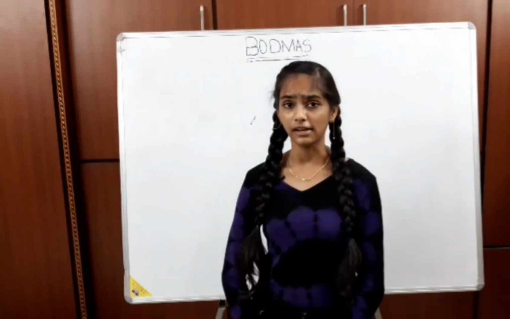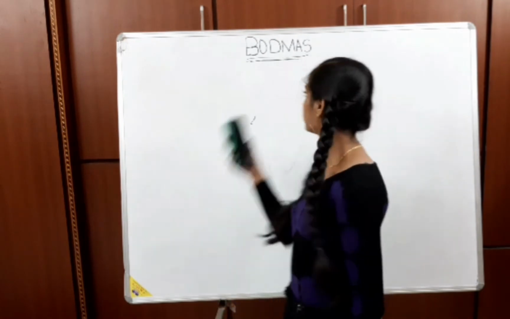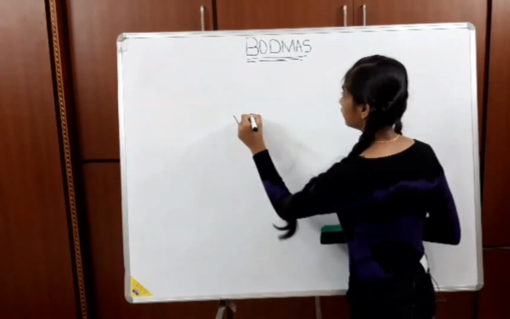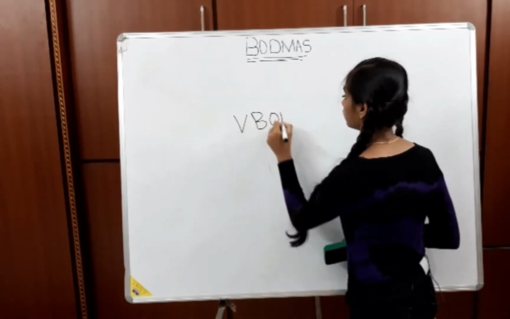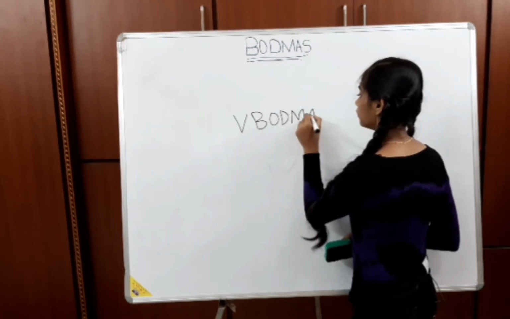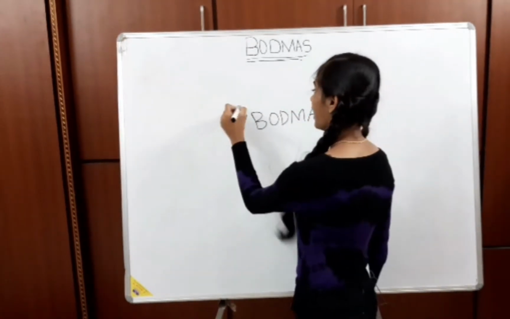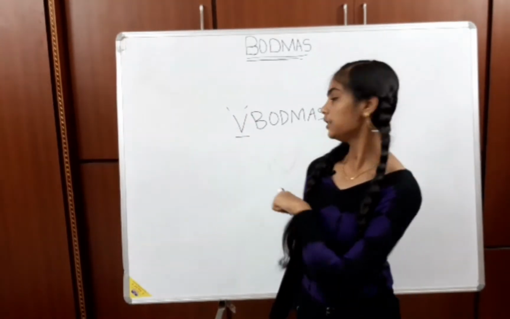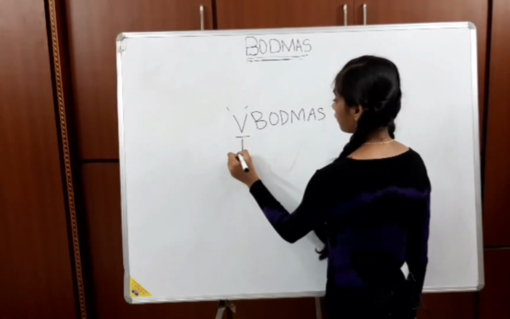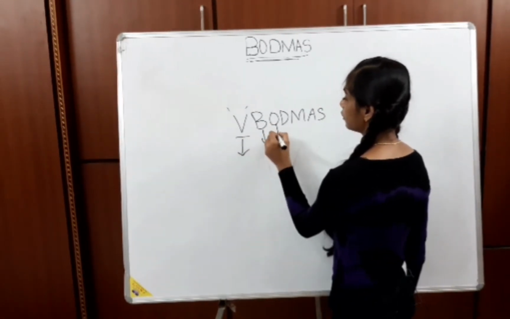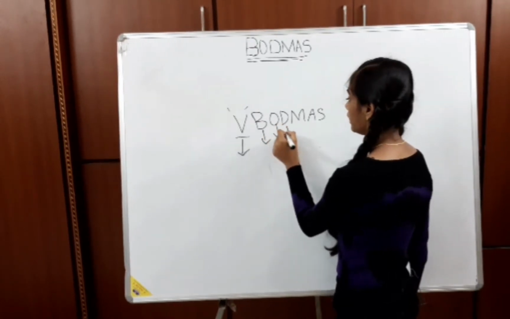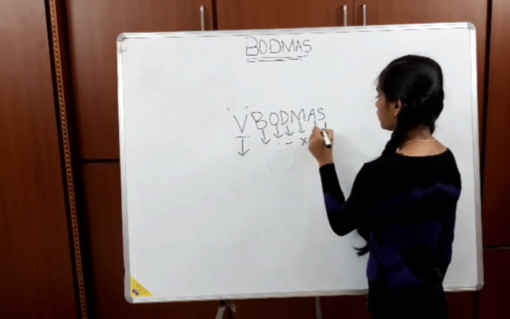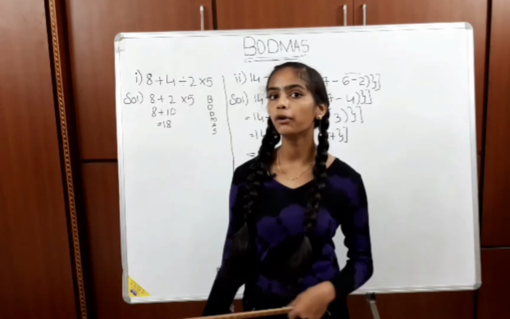So the next one is, actually everyone thinks the actual name is BODMAS. The actual name is not BODMAS. It is called VBODMAS. Actually here V stands for vinculum. Most of the textbooks and books do not have VBODMAS. V stands for vinculum, B for brackets, O for orders or of, D for division, M for multiplication, A for addition, and S for subtraction.